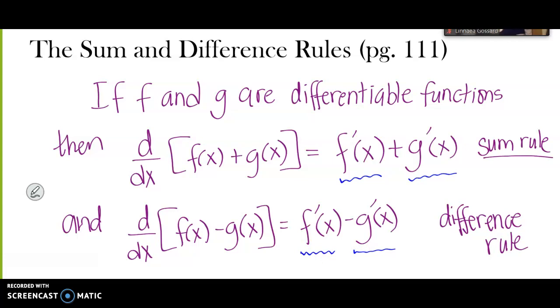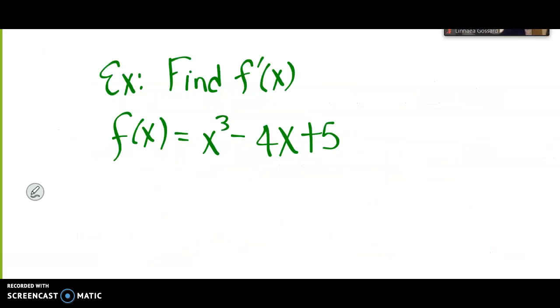There isn't a rule like this for products or quotients. We have a completely separate product and quotient rule, which we're going to go over next week in 2.3. So this is on page 111, but here's how you put it all together.